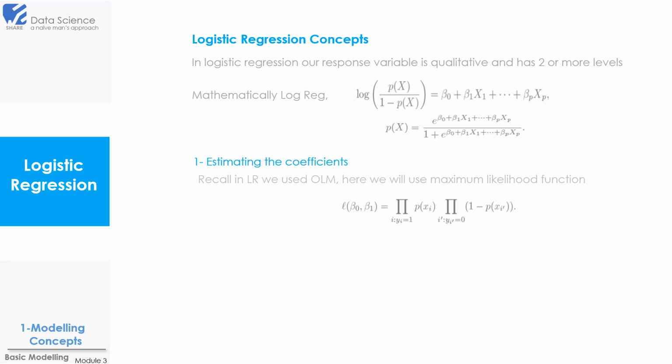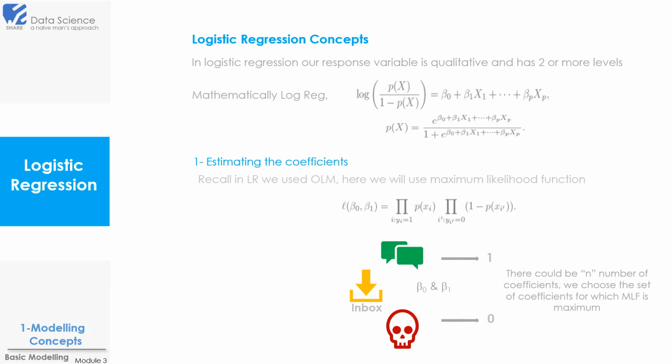Now let me just give you one example of how this works. Let's say you get messages in your inbox and you wish to classify the messages as spam or not a spam. When we do logistic regression, it will check if a message is real, then it will return 1, otherwise it will return 0. But there could be n number of coefficients for which this is true. So we will choose only those coefficients for which the maximum likelihood function is maximum. So that is how we use the maximum likelihood function.